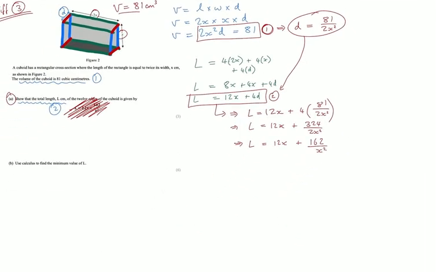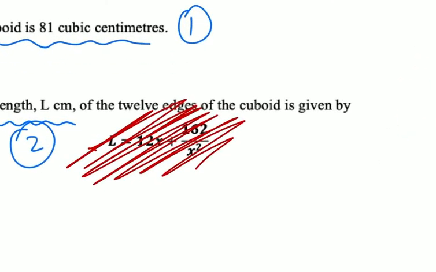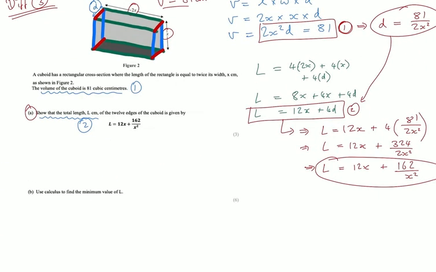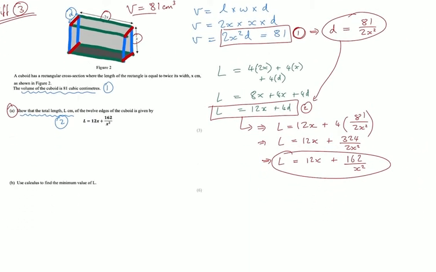And now we can go to our final answer, and indeed our two answers match up. L equals 12x plus 162 over x squared. And hopefully you'll be convinced, as much as I am, that this is quite a simple process and just a bit methodical, and will get you to your final answer.